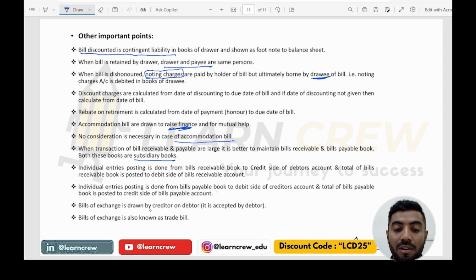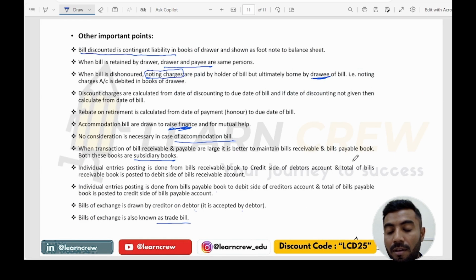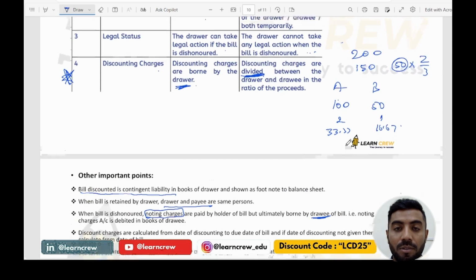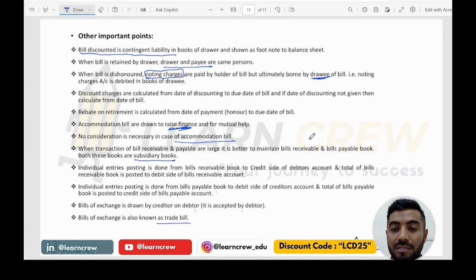A bill of exchange is drawn by the creditor on the debtor and accepted by the debtor. A bill of exchange is also known as a trade bill. Yes, done. These are the points which you need to remember. It's better you go through the transactions. If you solve one or two questions, you'll be able to understand. You can expect a question of 5 to 10 marks in an examination. It is an easy topic. I hope this topic is clear. Okay, thank you.